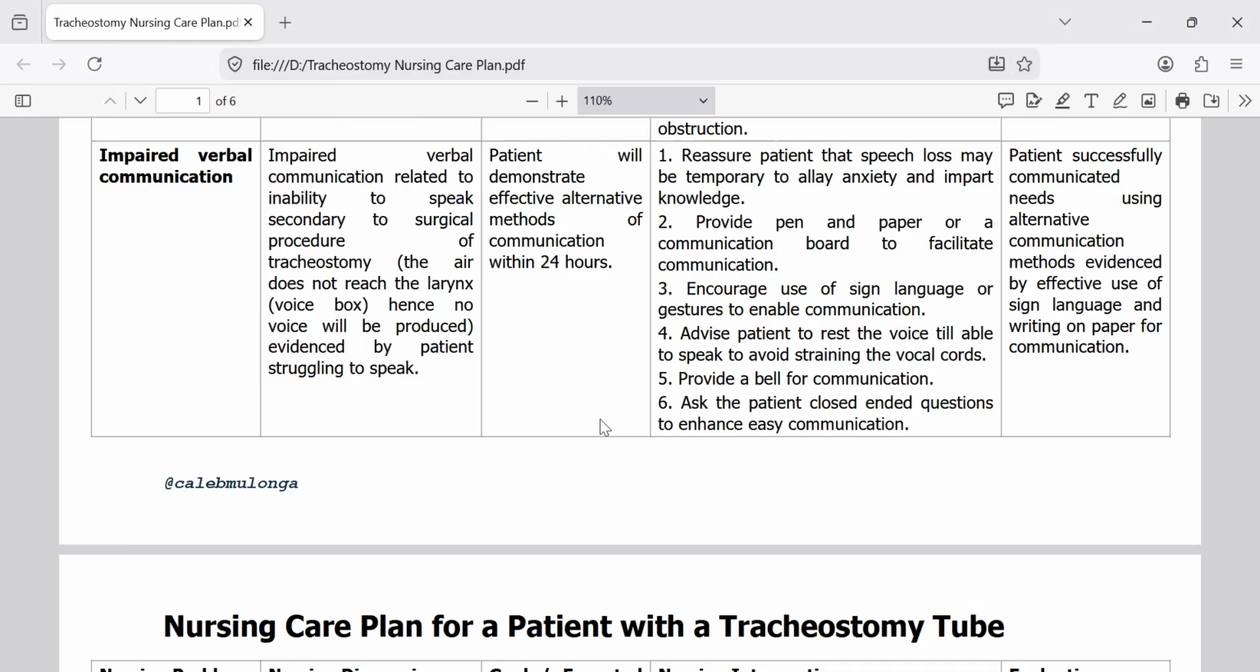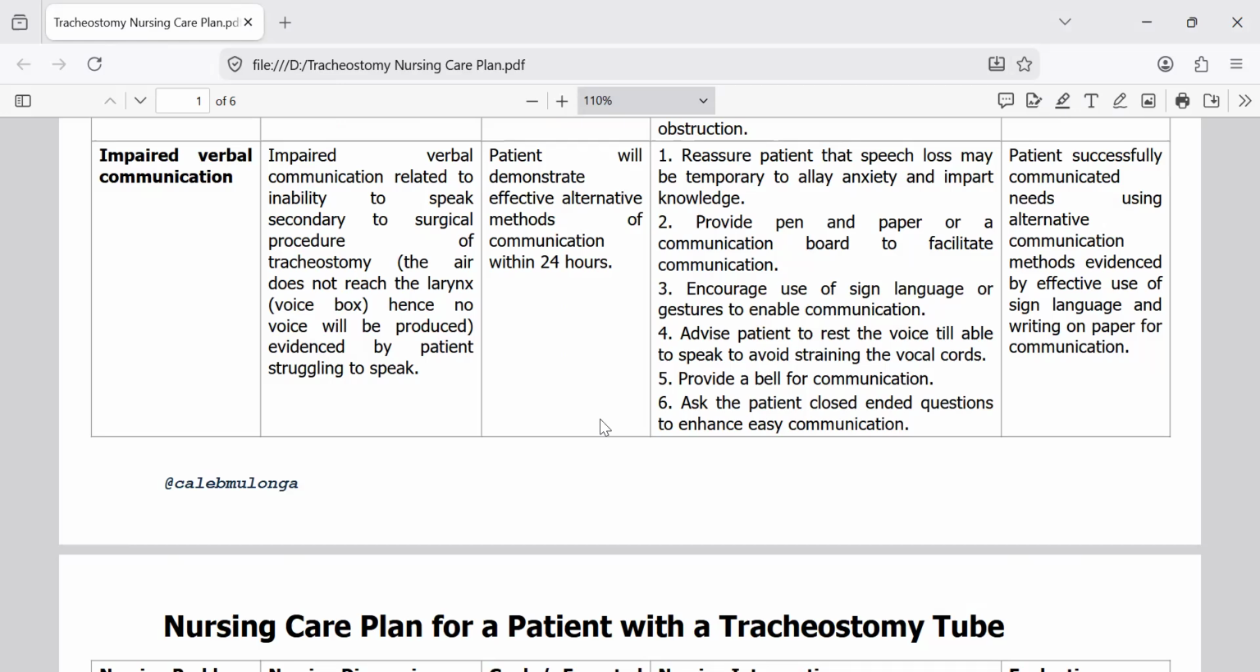The sixth one, although it's a bonus question, which is a bonus point, is: I will ask the patient close-ended questions to enhance easy communication. Close-ended questions are questions that require one-word answers. For example, I ask you, do you want food? That is yes or no. So the patient will not be straining to try and talk.